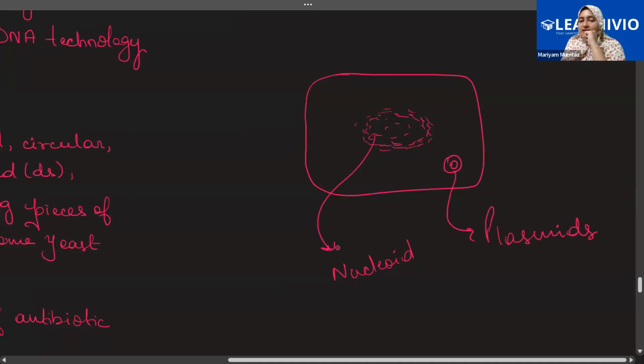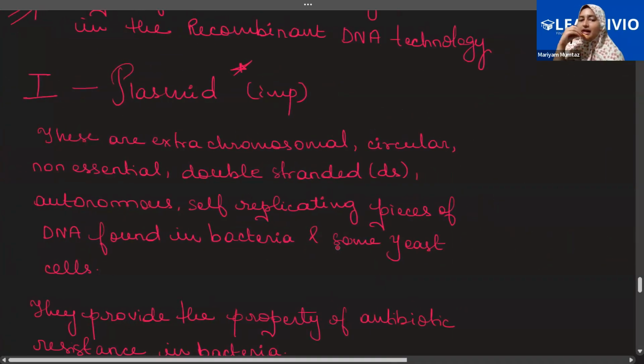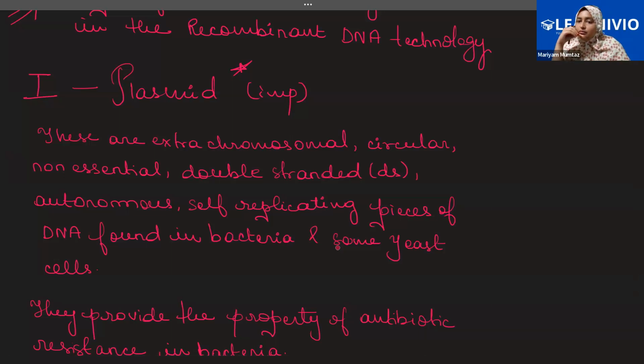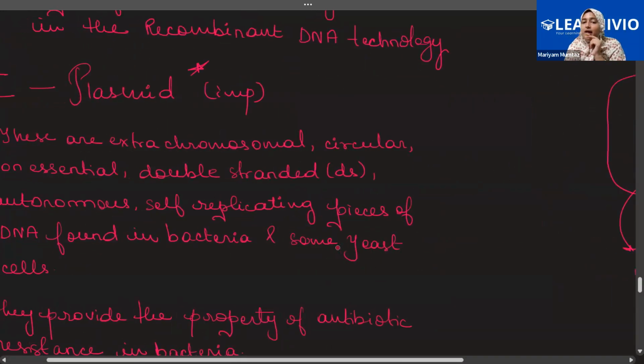Now let us see what plasmids are. Look at the various adjectives used to describe them. They are extrachromosomal, meaning not connected with the normal chromosome. They are circular, as I showed you in the diagram right now. They are not essential; the bacteria does not need them to survive. Apart from that, they are double stranded, just like how I've shown you, two concentric circles, that means they are double stranded.